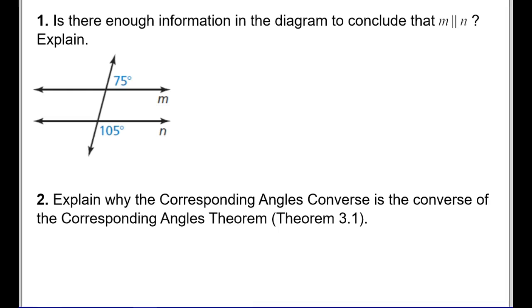So if my x value equals 20, then I know that these lines are parallel using that converse. Now here, I want you to really think about number 1. Do I have enough information to say that these lines are parallel? And how do I know that?